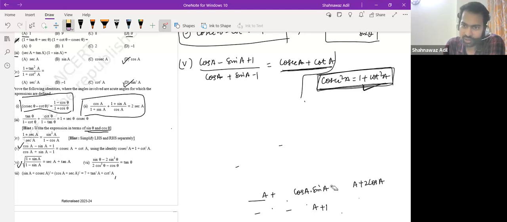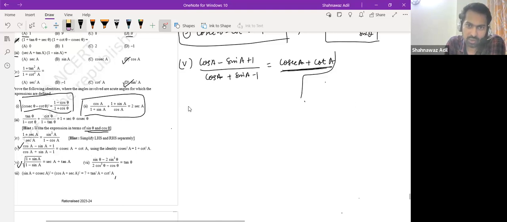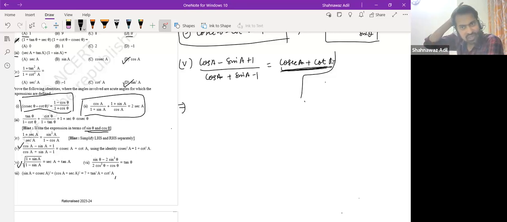Okay, Rizwan, Hashid, Shaima and Amar. As Rizwan was asking, what could be the other way? What we can do here is change all these terms into cosec and cot. So how can we do that? We have to change cos A, sin A, 1 into cosec A and cot A. So how can we do that?